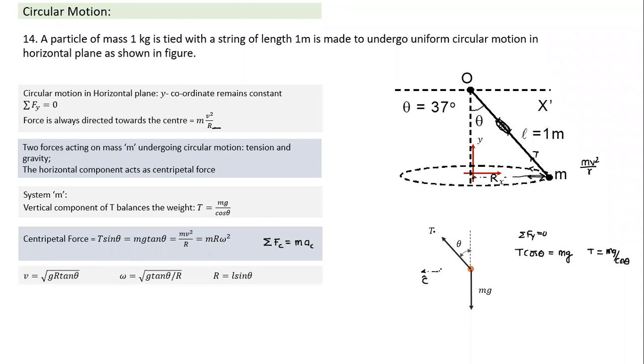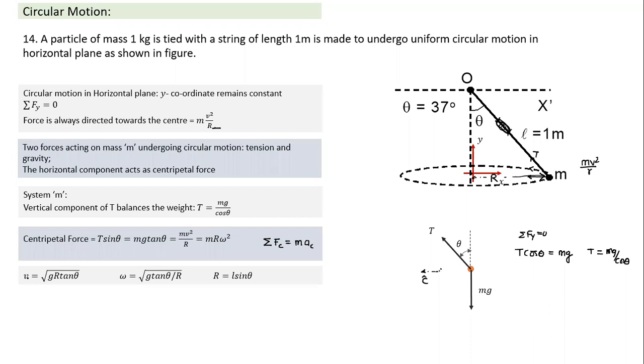So what is the velocity we come to from here? We arrive at velocity equal to root of g r tan theta, where theta is the angle at which this force is inclined to the vertical. And we can write omega also as root of g tan theta by r. And what is the radius in this case? Radius will be equal to L sin theta. So with just two forces, a very simple use of laws of motion, we can arrive at this condition.